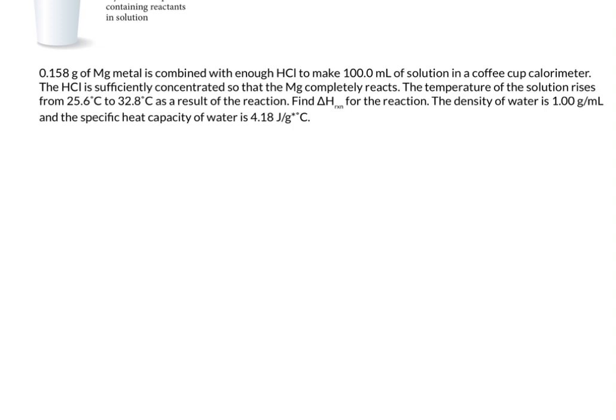So we have 0.185 grams of magnesium metal combined with enough HCl to make 100.0 milliliters of solution in a coffee cup calorimeter. The HCl is sufficiently concentrated so that the magnesium completely reacts. The temperature of the solution rises from 25.6 degrees C to 32.8 degrees C as a result of the reaction. Find delta H of reaction for the reaction. The density of water is 1.00 grams per milliliter, and the specific heat capacity of water is 4.18 joules per grams times degrees C.